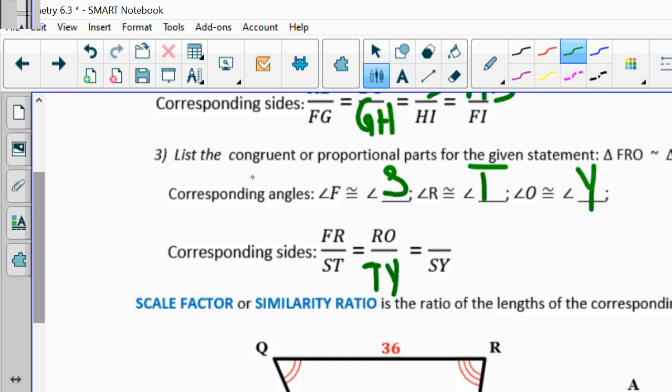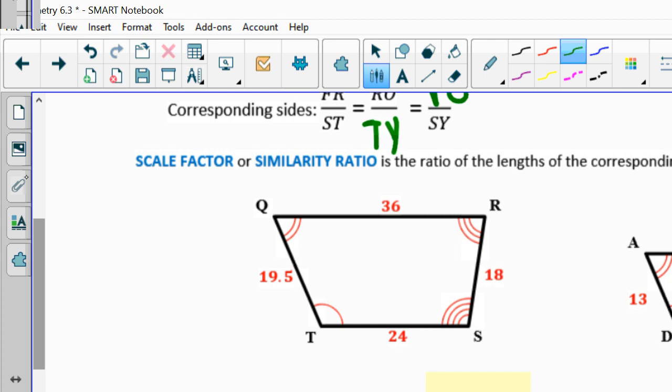But it is proportional to SY, so that would be FO. So that's how we do it without a picture. We just use where they're sitting at in the statements. So now we're going to talk about scale factor. Scale factor or similarity ratio, it's the same thing. That is the ratio of the lengths of the corresponding sides of two similar polygons.